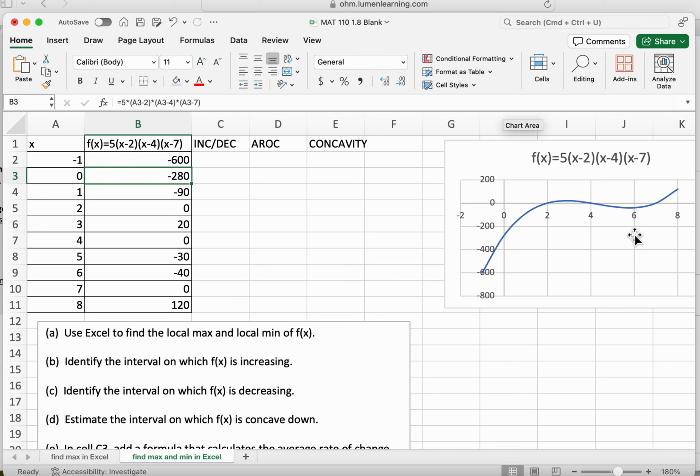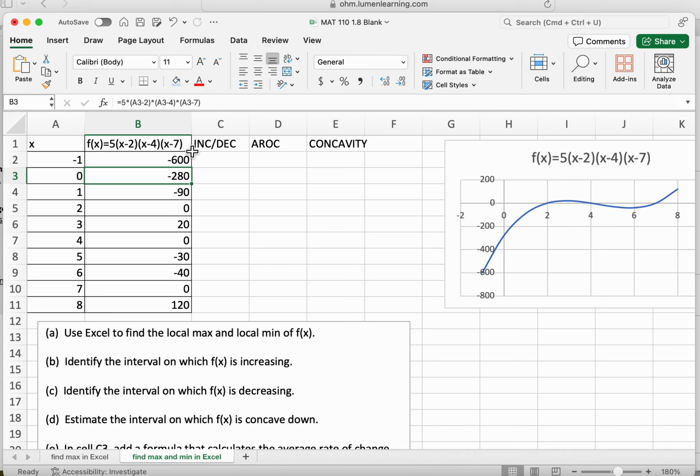So I also have the function graphed here, so I can visually see, as I read left to right, that my function is increasing up till I get to about that point. Then it looks like I'm going downhill or decreasing. I get to the bottom of that hill. That looks like my minimum, and then I go uphill.